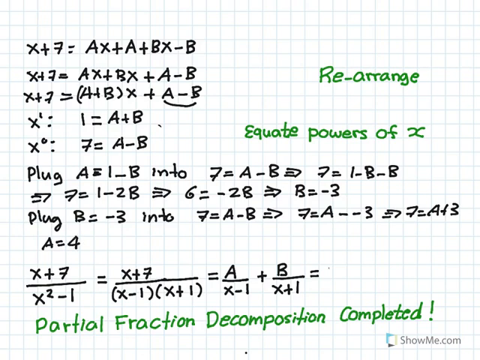So now we have done the partial fraction decomposition. x + 7 divided by x squared - 1. We factorize the denominator. So we get x + 7 divided by (x - 1) times (x + 1). Then we apply the partial fraction decomposition. We have A over x - 1 plus B over x + 1. And we found A and B. So A is 4 over x - 1, and B is -3 divided by x + 1. So the partial fraction decomposition has been completed.